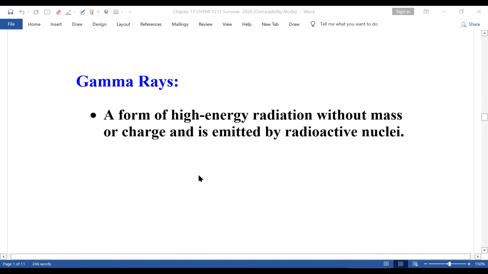And finally, there's a form of very high radiation that doesn't have mass or charge and is emitted by a radioactive nuclei, which is quite damaging. It's called gamma rays. Now, in our universe, gamma rays will not turn you into the Hulk, for those of you who know the story of the Hulk.